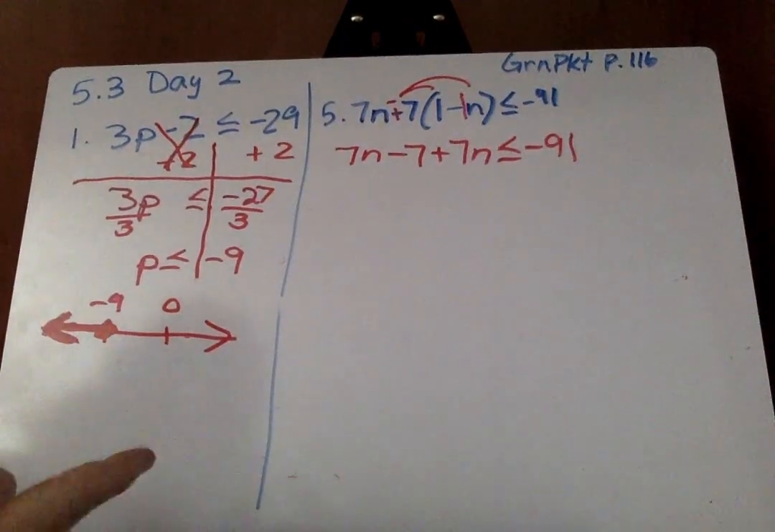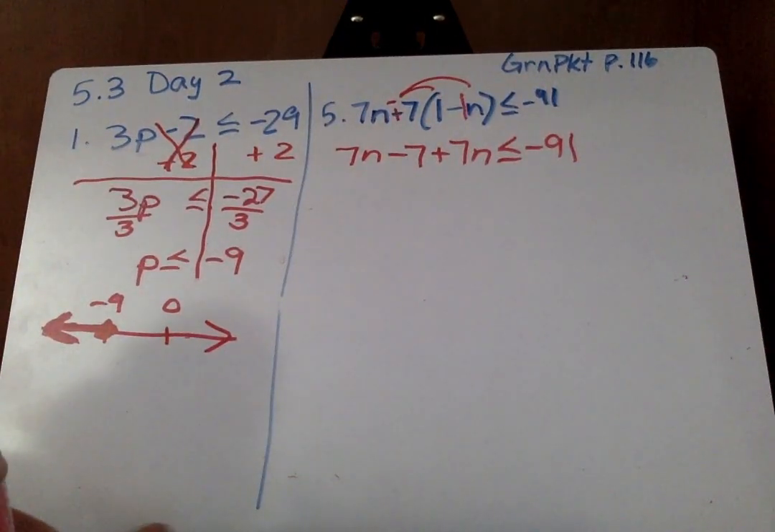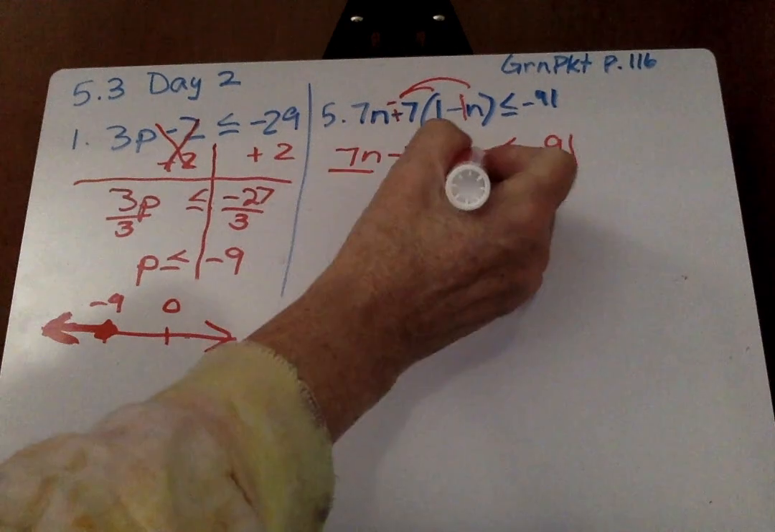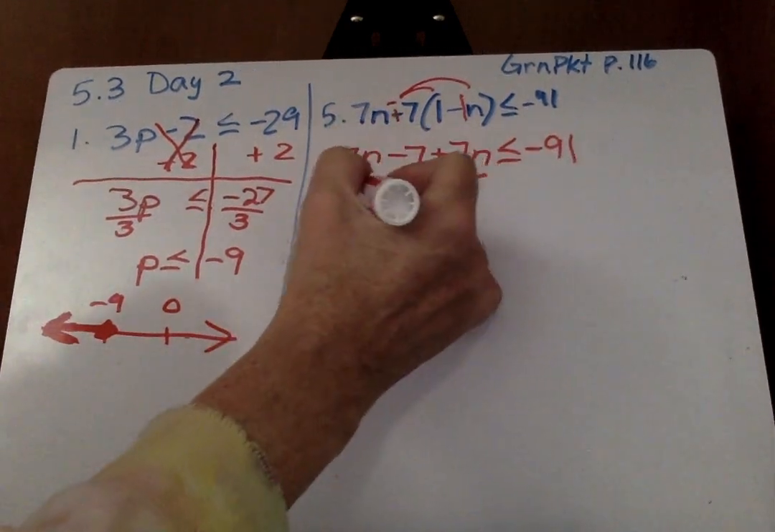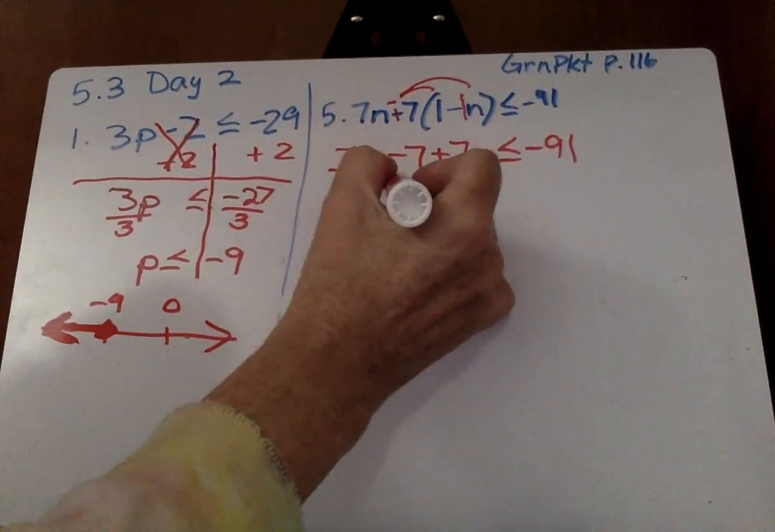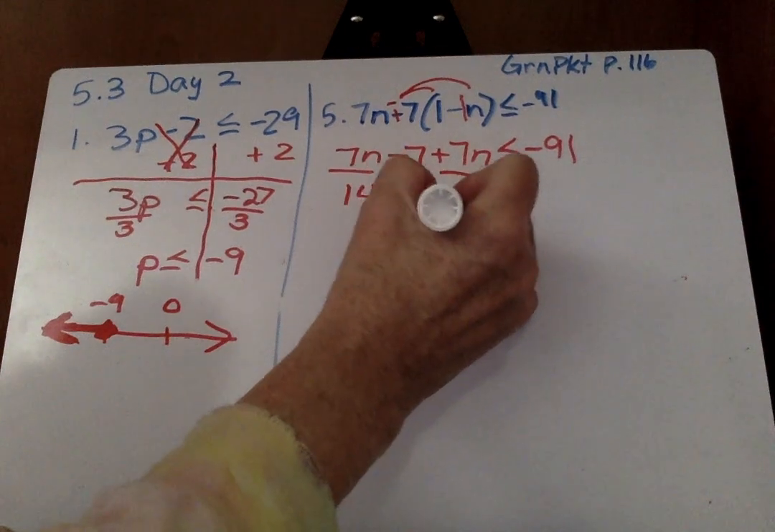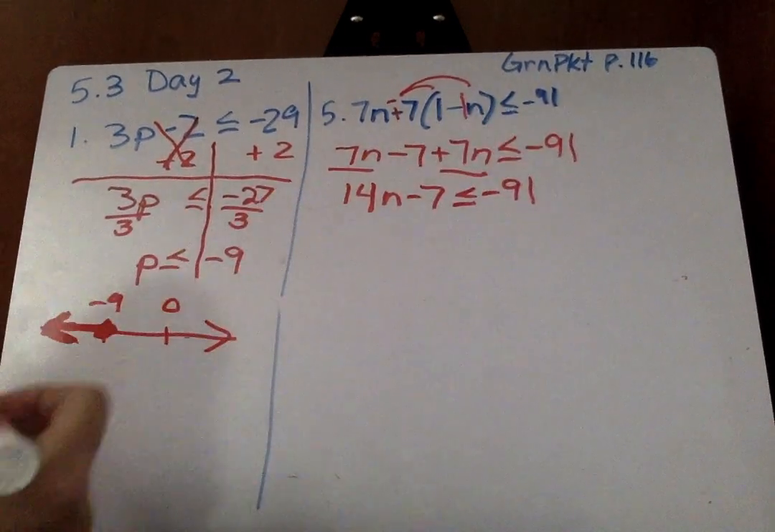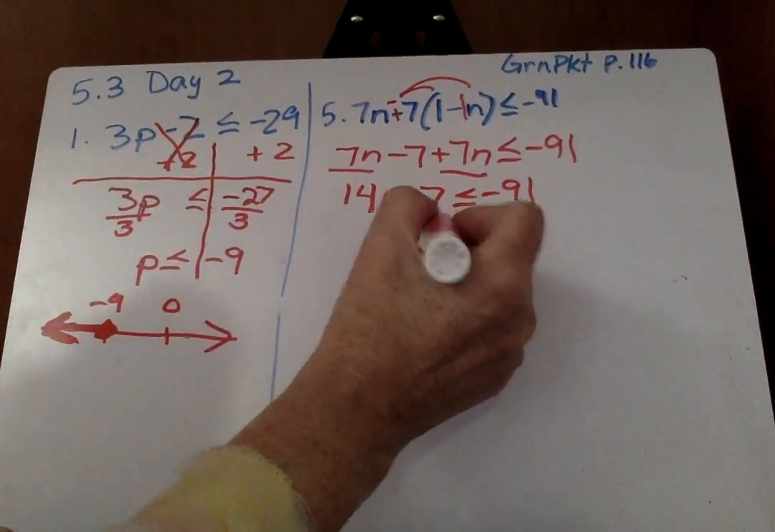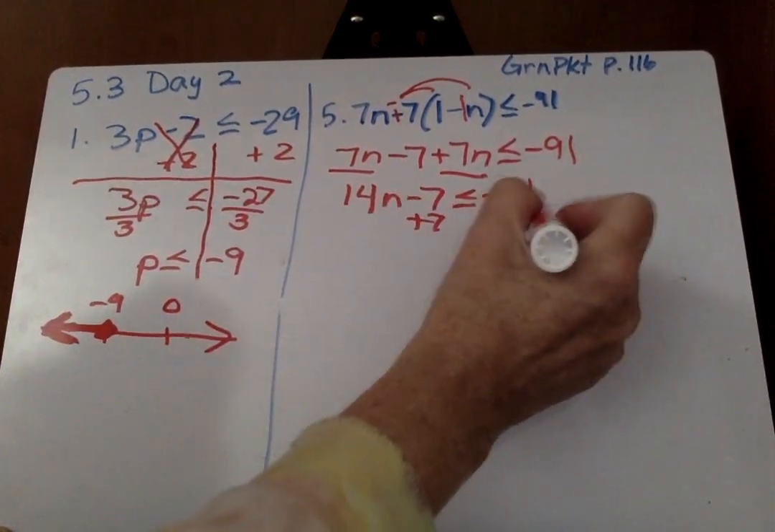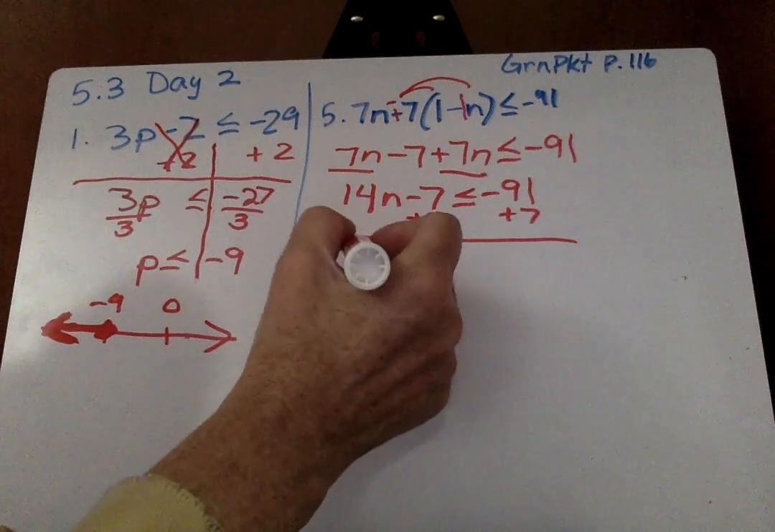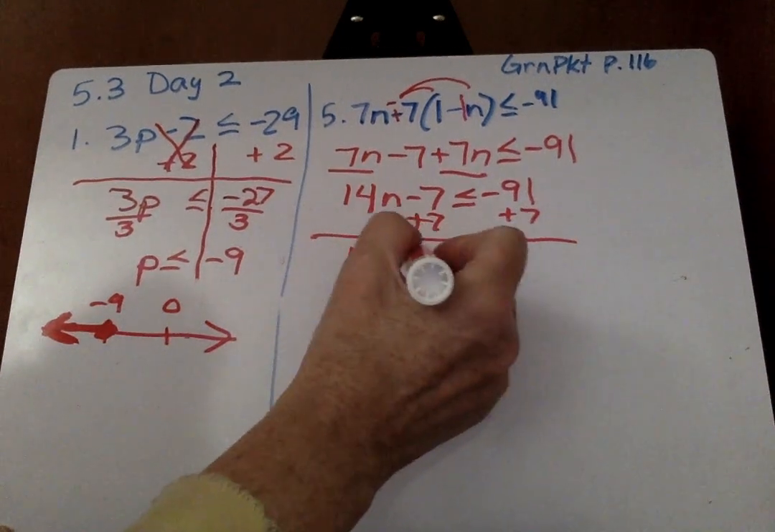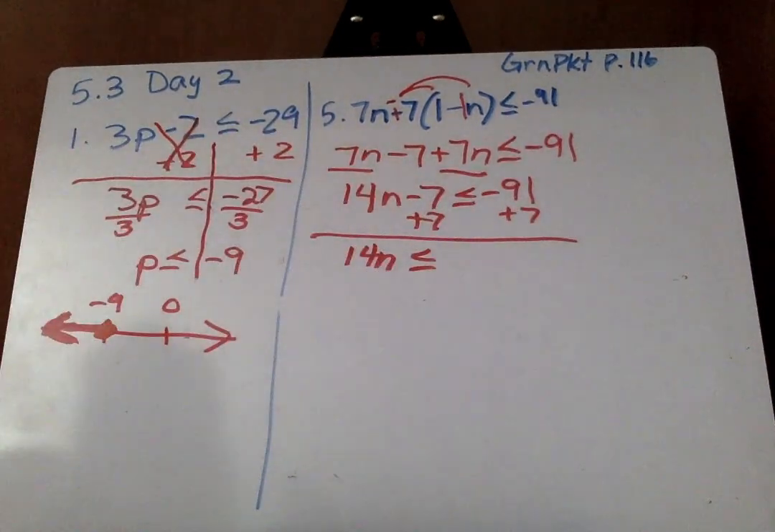Okay, now after distributive, we're going to combine like terms. See how we have 7n and 7n on the same side of the equation? So we can add those together and get 14n minus 7 is less than or equal to negative 91. Then we're going to add 7 here. Now we're to our 2 steps here. Negative 91 plus 7, I think that's negative 84.